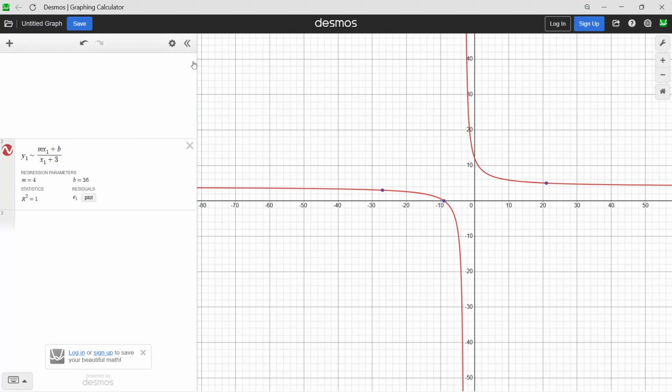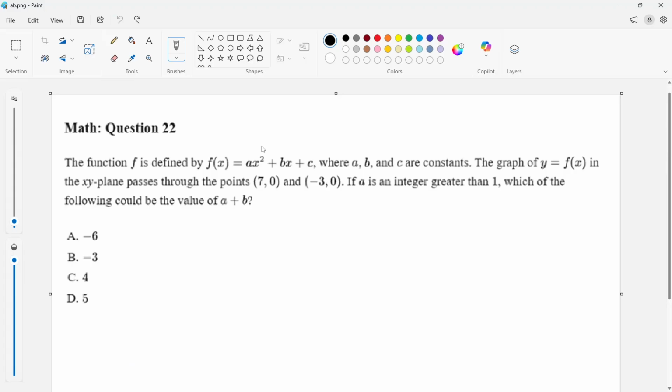The next question I'm going to do is, same test, SAT Practice Test 6 in Blue Book, Math Section 2, hard, and this is question 22. The function f is defined by f of x equals ax squared plus bx plus c, where a, b, and c are constants.